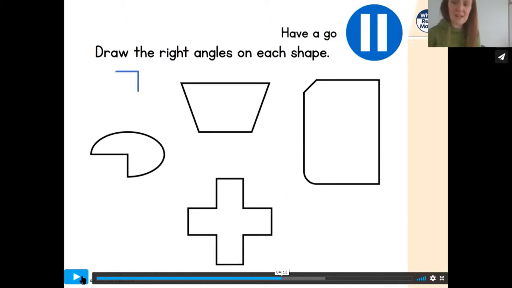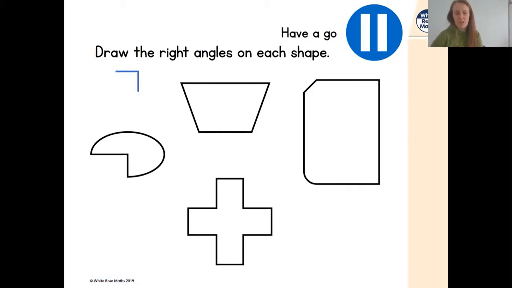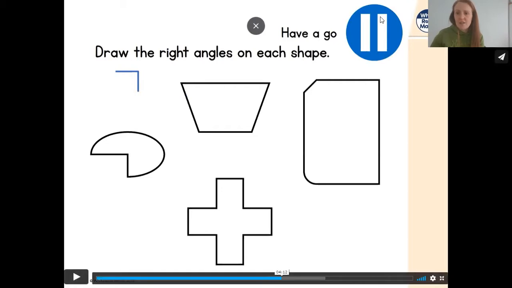Okay, so you need to pause me again now. This is the other practice of your right angle finding. Remember, we are using this blue symbol to put into the corners that you think are right angles. So on each shape now, you can pause me, have a go at drawing in as many right angles as you think you can find, and then we'll mark it together. So pause me and I'll see you in a moment.